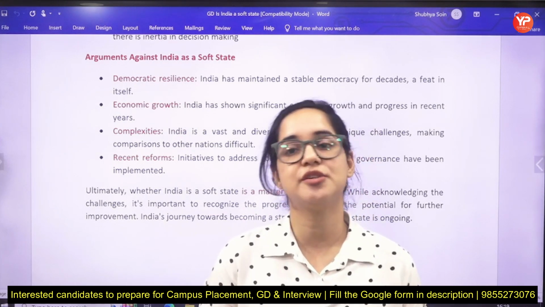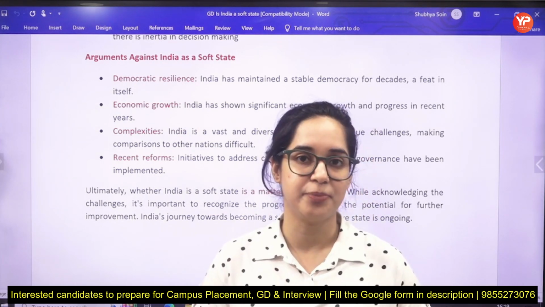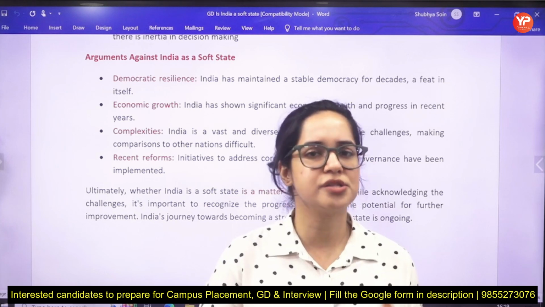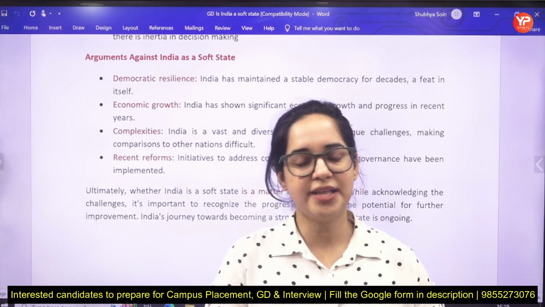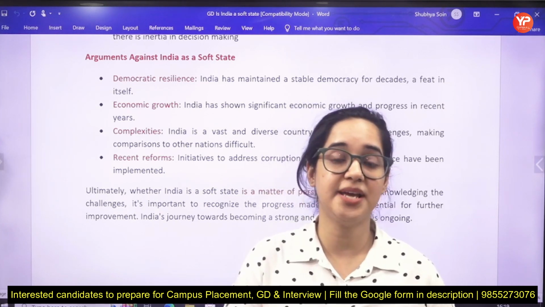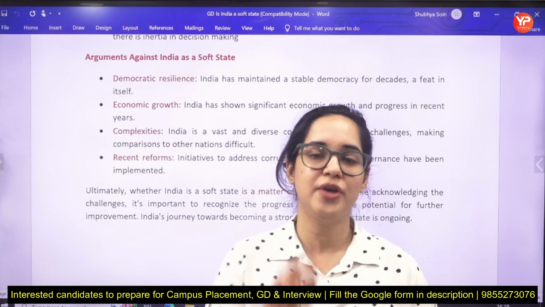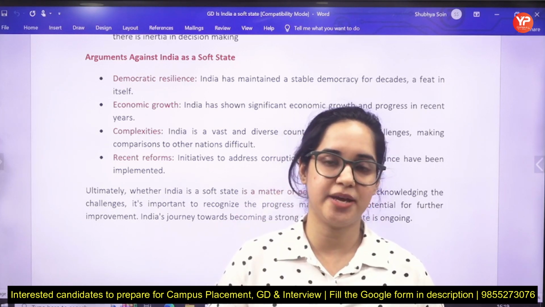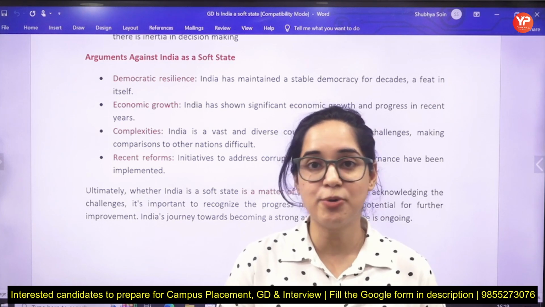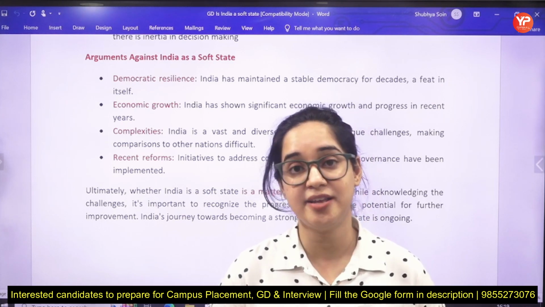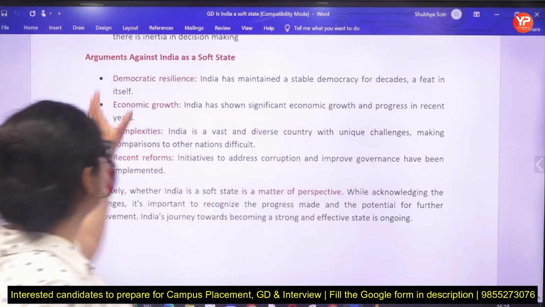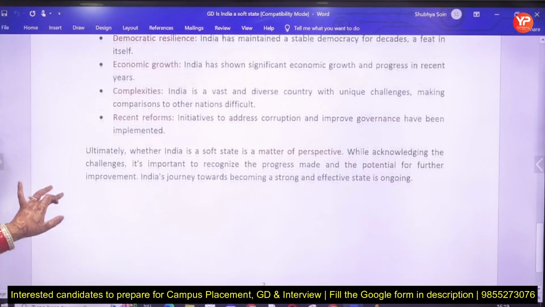So you see, there is a choice of a person. It refers to the subjectivity. You can call it a soft state because of the bad impacts or bad things we see in India. But yes, it has some beauty of its own: the diversity it holds, the kind of economic progression it is making, the kind of democracy which we get in India, we can't find in any other country. So that is what we can beautifully say, that no, we disagree with this statement.